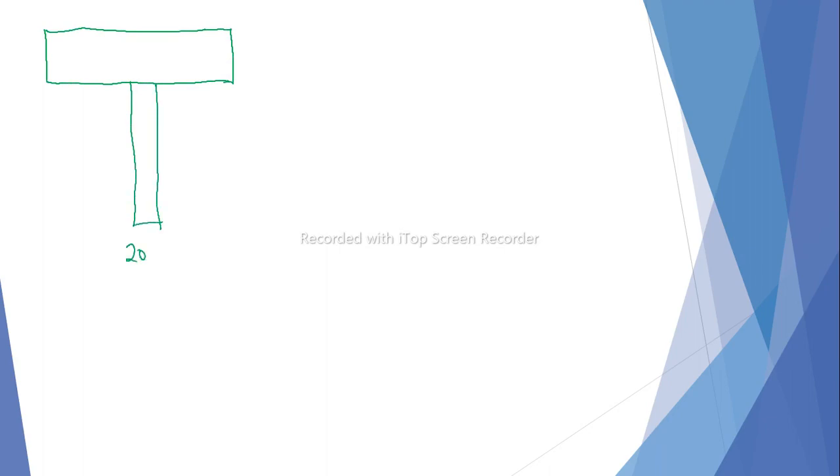So again, this is 20 millimeters. And then the height of the second one is 100 millimeters. The height for area 1 is 40 millimeters. And then the width at the top is 200 millimeters. So we have our neutral axis on this side. We have the NA.